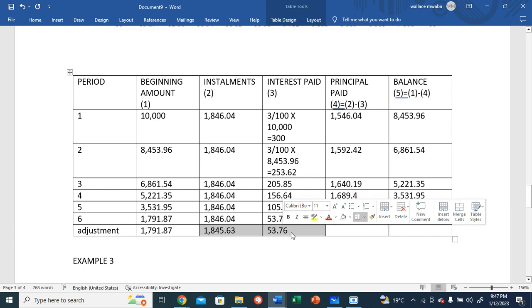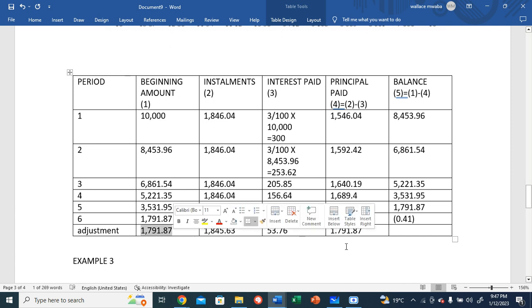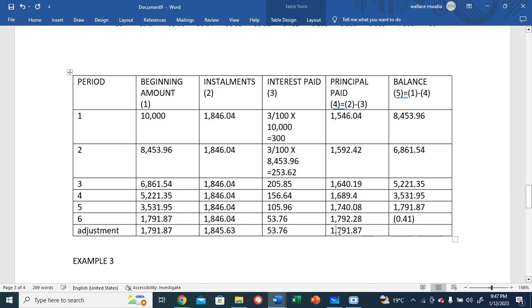1,845.63 minus 53.76. You get, yes. So then now we can subtract 1,791.87 minus 1,791.87, and your balance is zero.